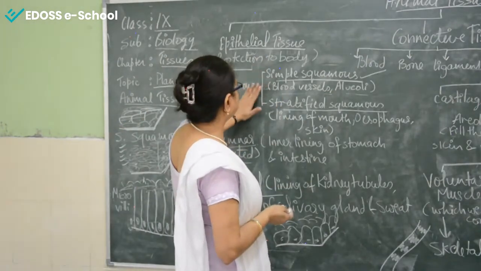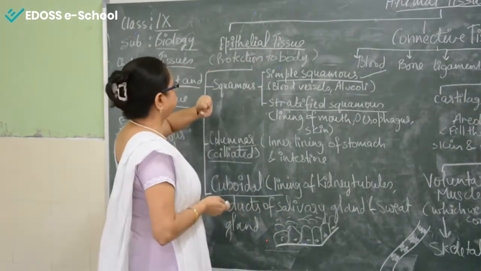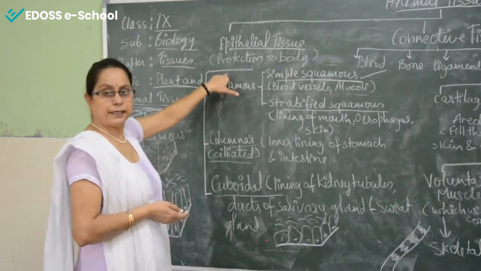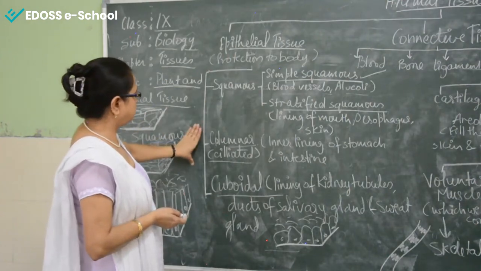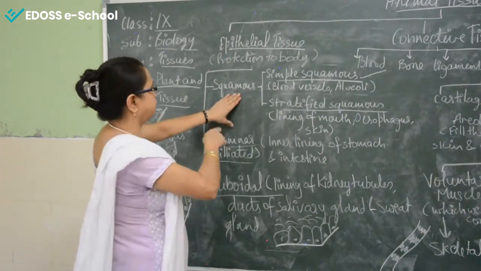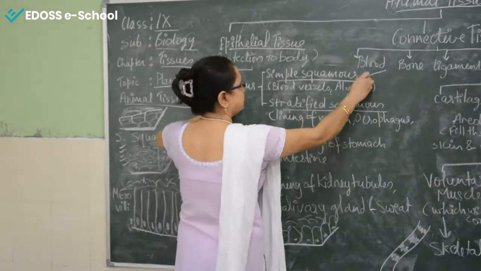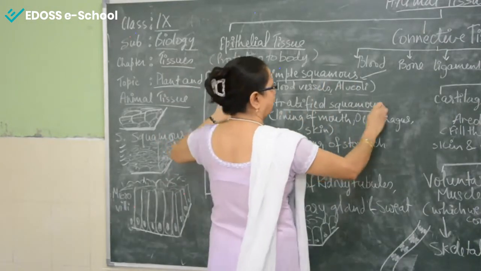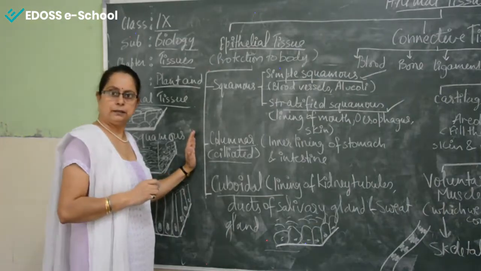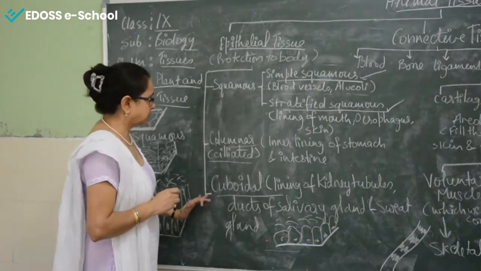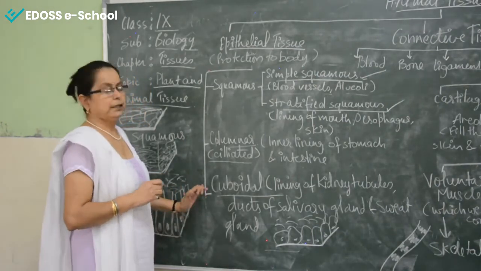So this is all about the epithelial tissue. The main function is to protect the body. Now epithelium is divided into three types. Squamous epithelium is further divided into two parts, simple squamous epithelium and stratified squamous epithelium. Number two is columnar, that is ciliated epithelium, and the third one is the cuboidal epithelium.